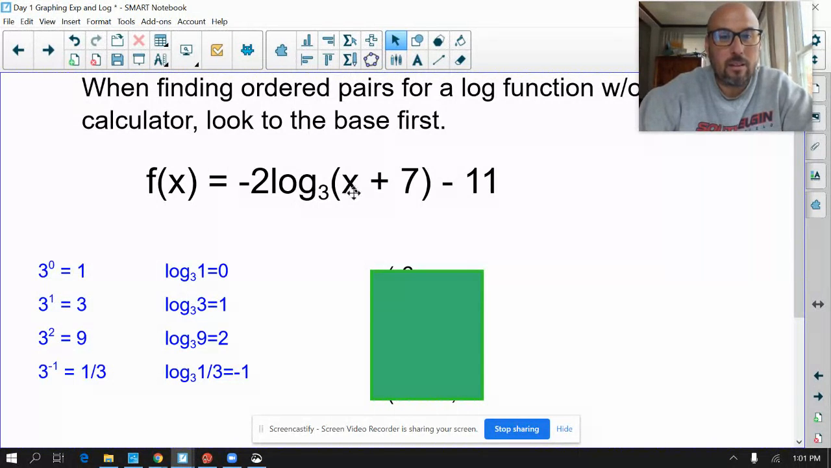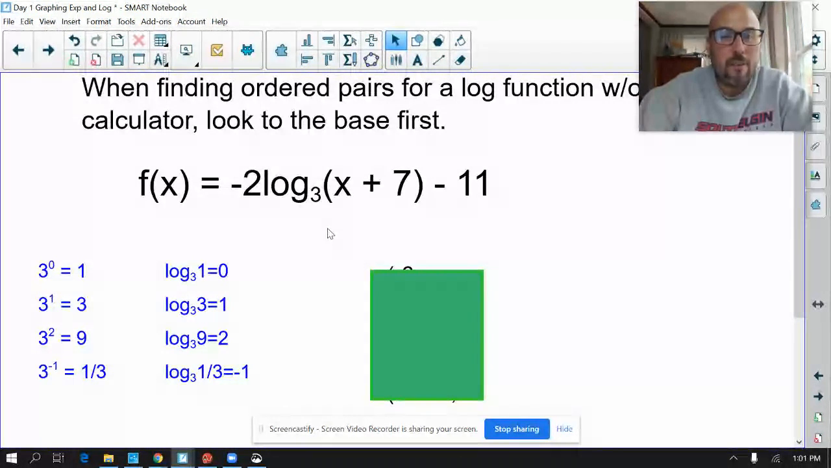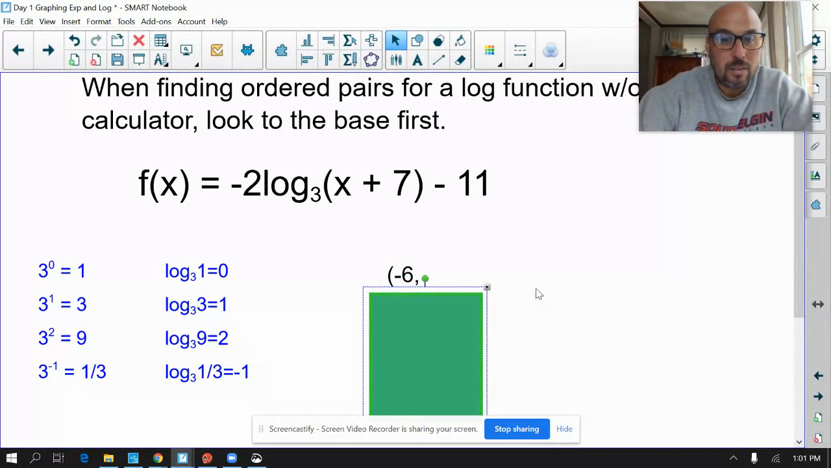So now I look at this. I want to graph this. If I could just come up with some ordered pairs. First of all, it's a logarithm, so it has a vertical asymptote, right? A vertical asymptote at x equals -7. But what x values could I plug in to figure out the y value? Well, you want x plus 7 to be 1, 3, 9, and a third. So what x value would make me have log base 3 of 1? That x value would be -6.